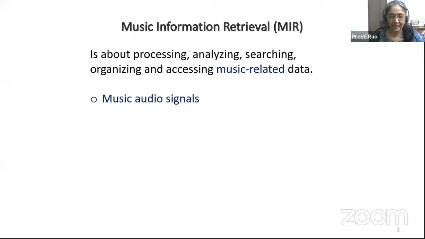Okay, so to get started, maybe a slightly formal definition of the term. Music information retrieval is about processing, analyzing, searching, organizing, and accessing music-related data. One of the most obvious forms of music-related data would be the audio signal. That is what reaches our ears and evokes all the powerful sensations that we know about music. It is a little abstract, but in the course of this talk, we'll get a little bit closer to understanding the physical characteristics and what's really important from the information retrieval perspective.